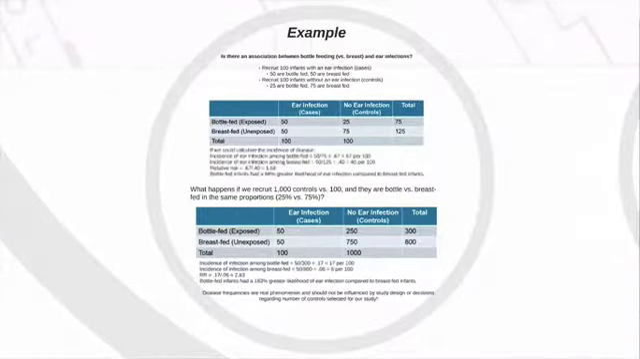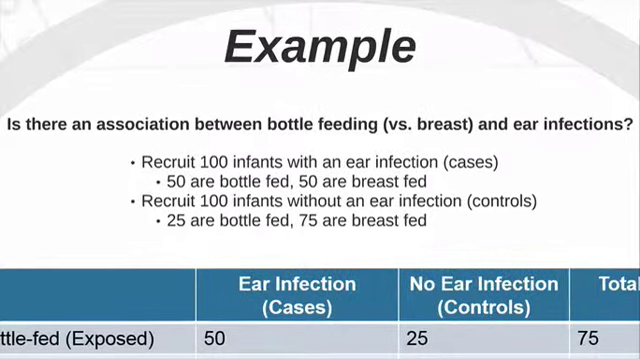Okay, so I like this example a lot to show you how we cannot get incidence from a case control study. I'll be honest that I didn't really think about this issue as a student. And then as an instructor, I was like, oh gosh, how do I explain this? But I think this is a really good explanation of why, if we ever try to calculate incidence or relative risk from our case control data, we're going to be totally wrong. Okay, so what if we ask the question, is there an association between bottle feeding versus breastfeeding and ear infections?